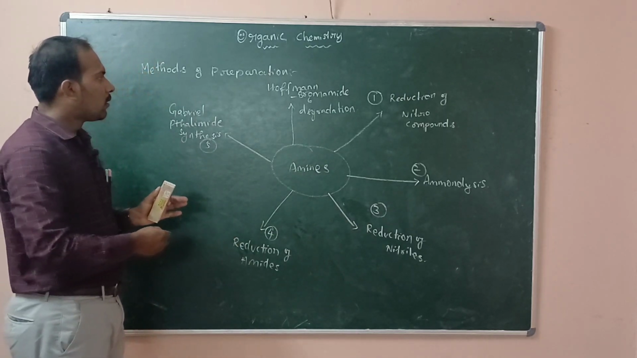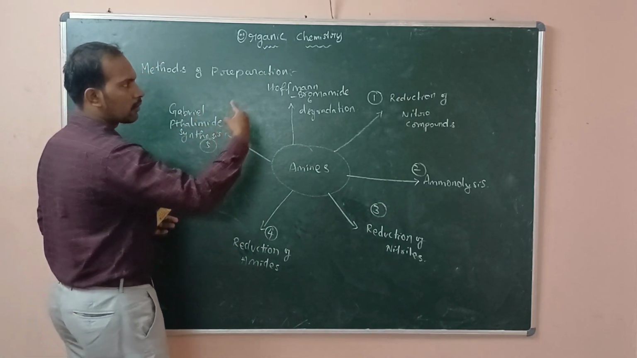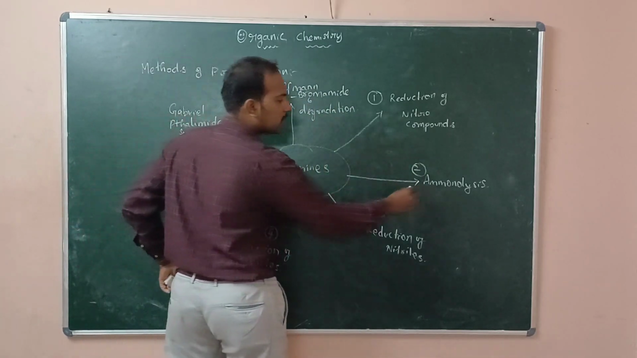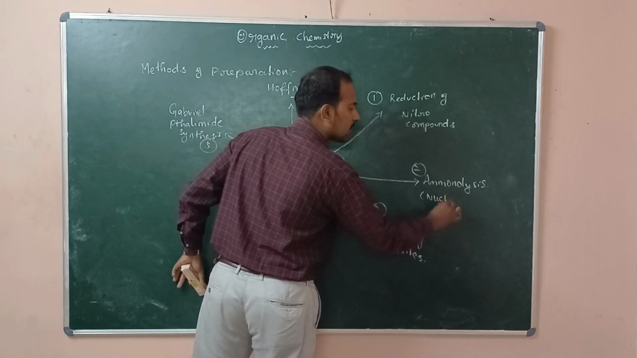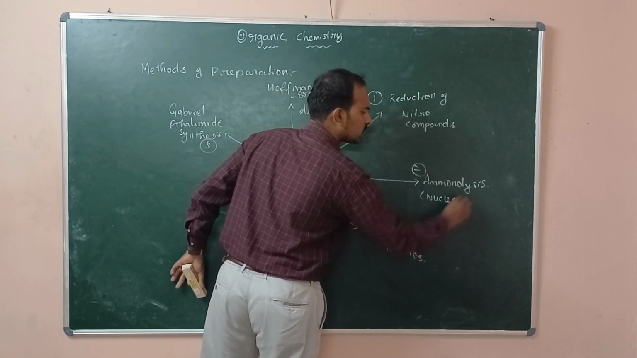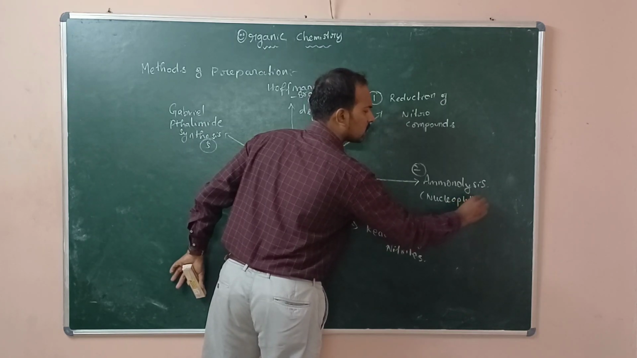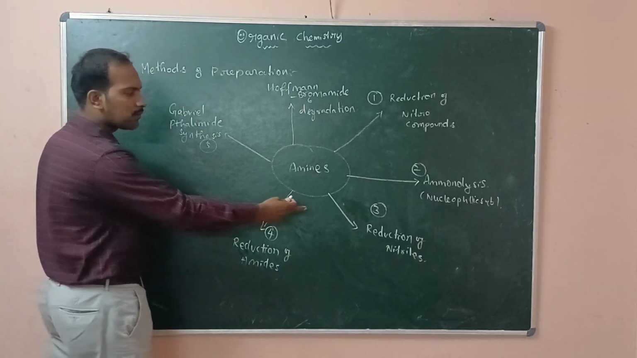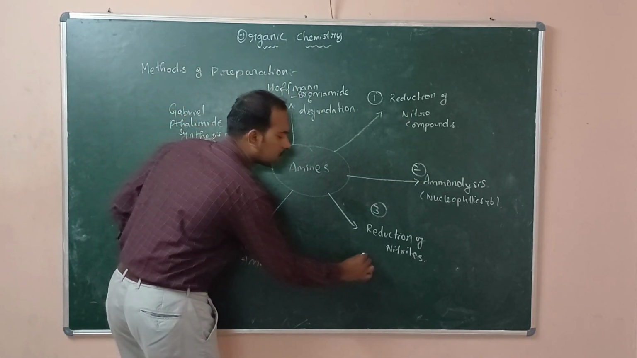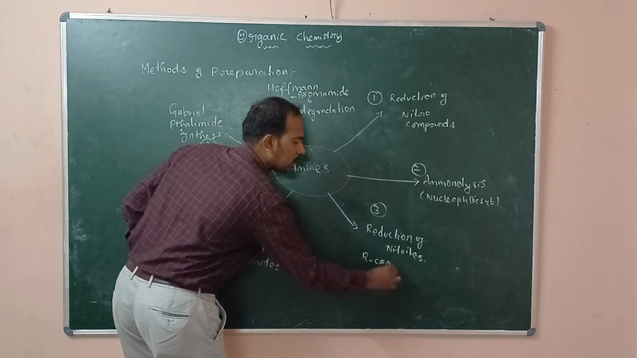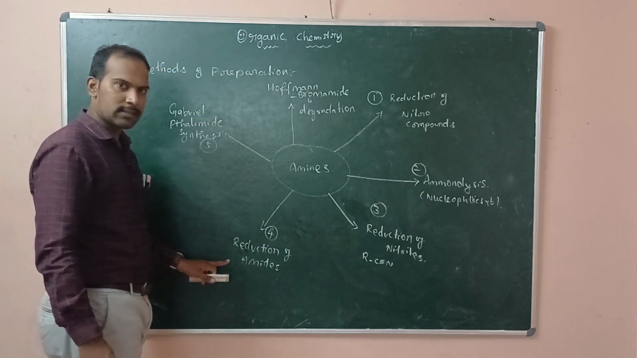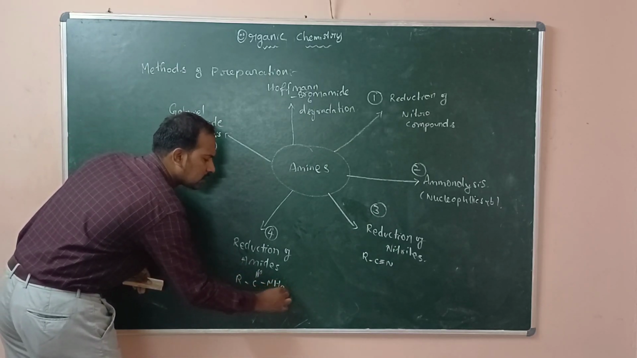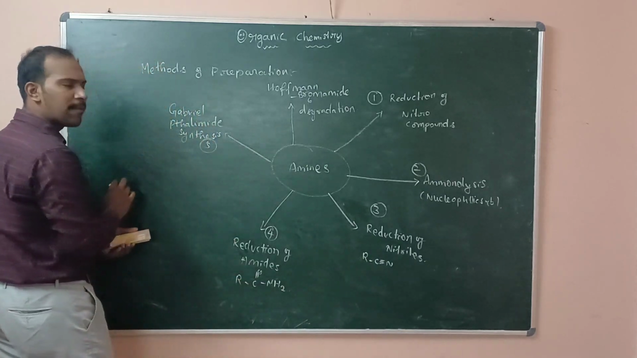Once again, let us recall it. Reduction of nitro compounds and ammonolysis, and ammonolysis is an example of nucleophilic substitution. The next one, reduction of nitriles, means the cyanide, C triple bond N. And reduction of amides. What are amides? R C double bond O NH2.